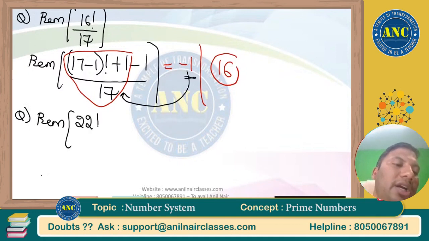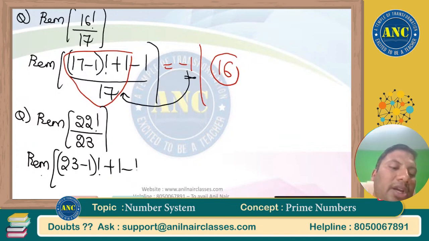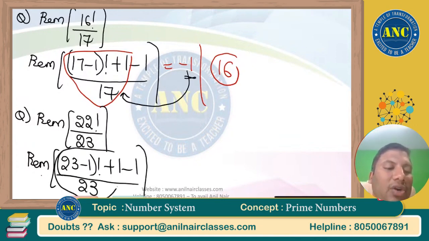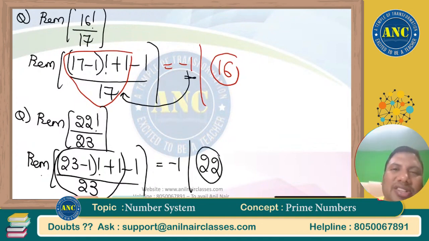Remainder when 22 factorial is divided by 23. This is nothing but (23 minus 1) factorial plus 1 minus 1, divided by 23. (P minus 1) factorial plus 1 divided by P is 0. Again it is minus 1. What is the positive remainder? 22.